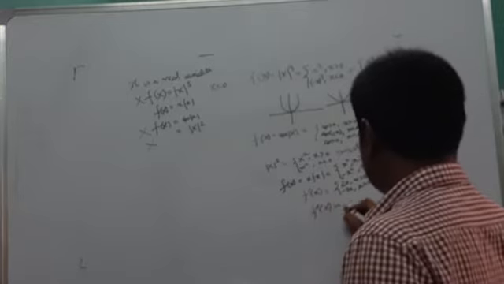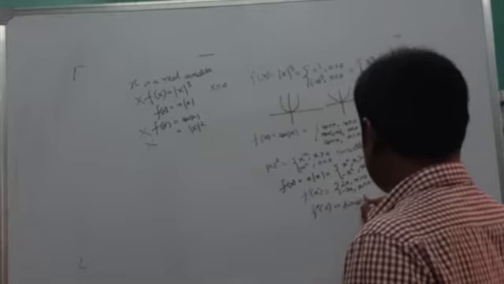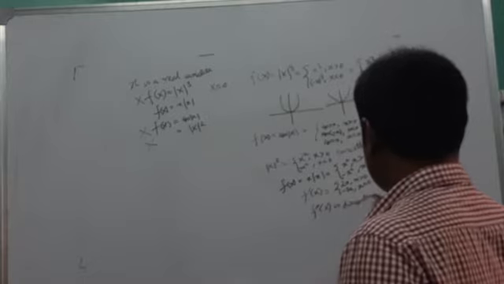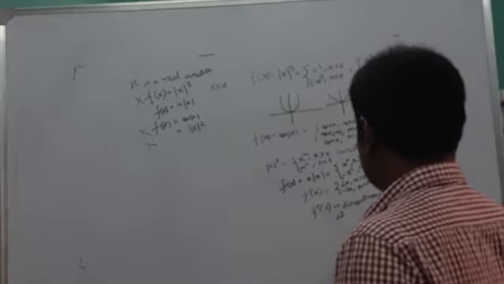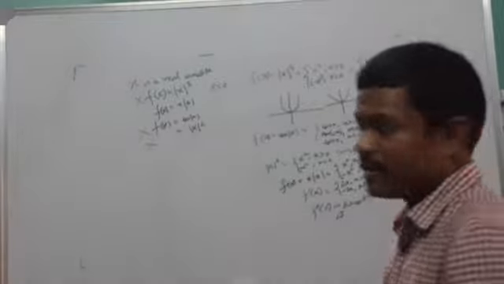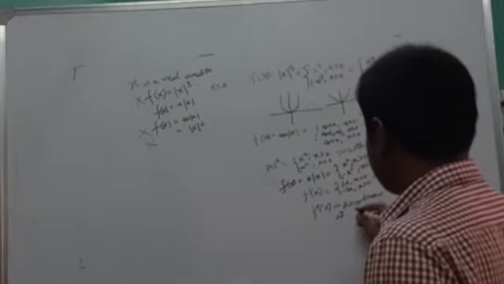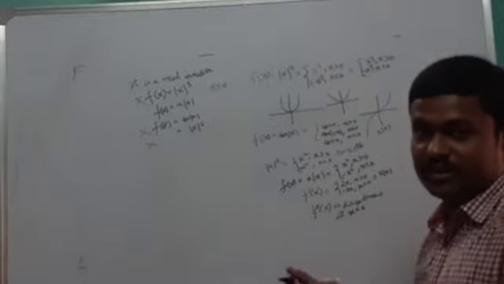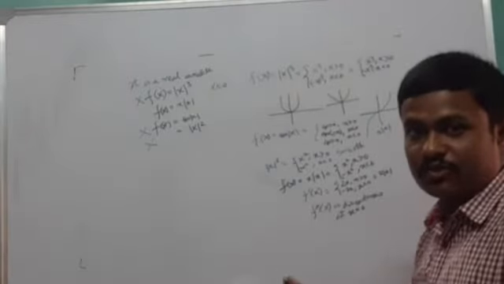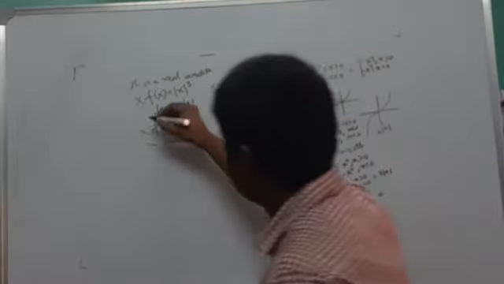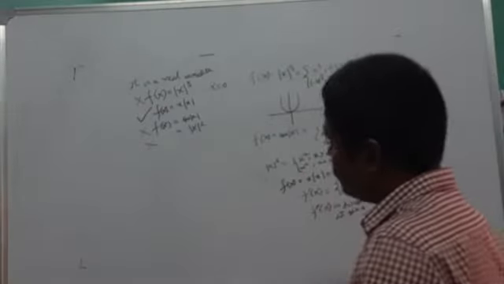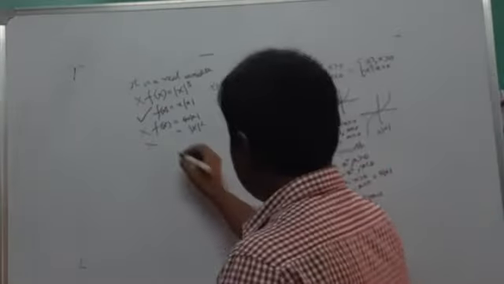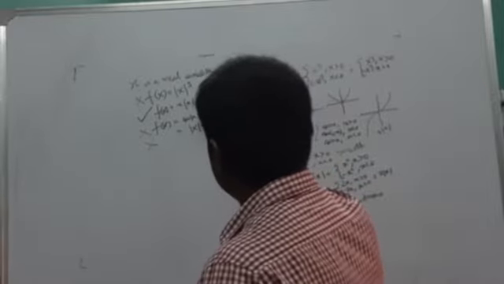Mod x has a discontinuity in its first derivative at x equals 0, which means this function will have a discontinuity in its second derivative at x equals 0. So our correct option is x times mod x, and the answer is option B.